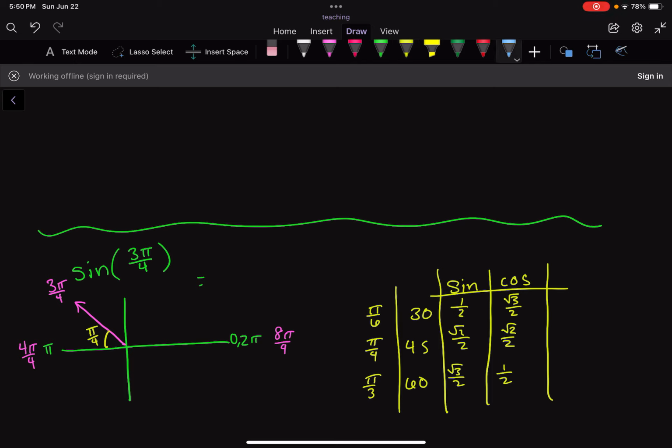So since our reference is pi over 4, I'm going to look at pi over 4, and I'm looking for sine. So this is root 2 over 2. And then I want to remember to check if it's positive or negative. Since it's in quadrant 2, sine is going to be positive there. So that's my final answer.